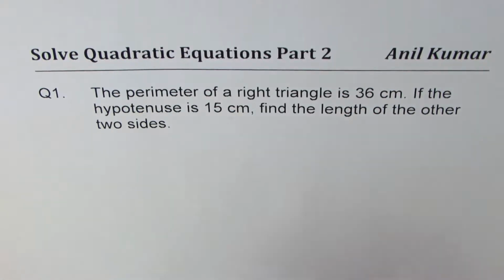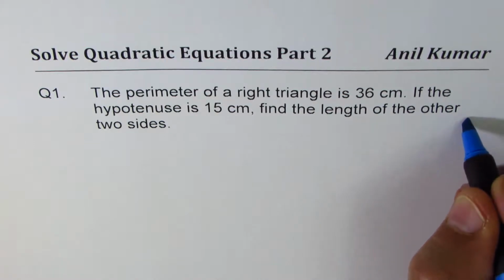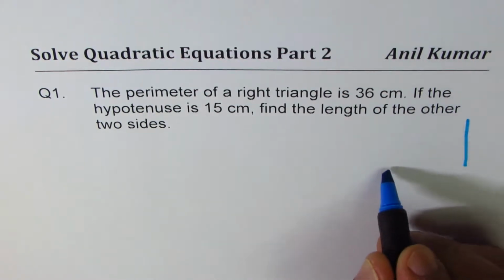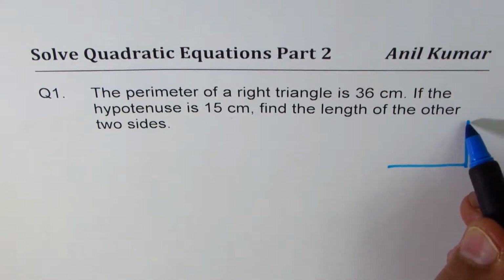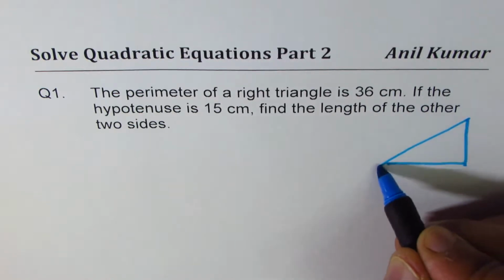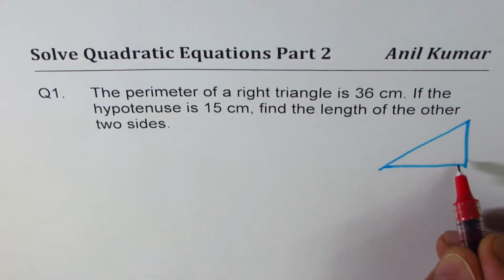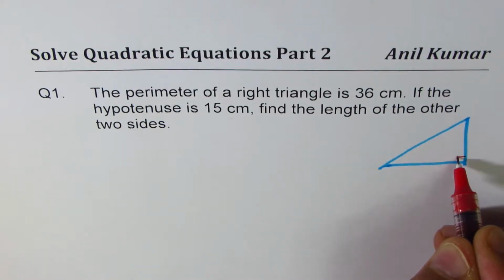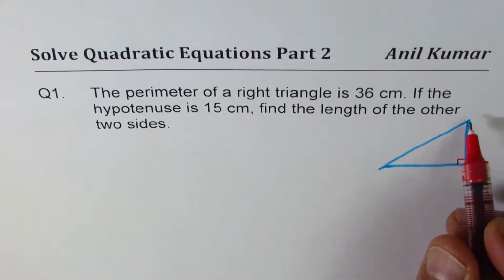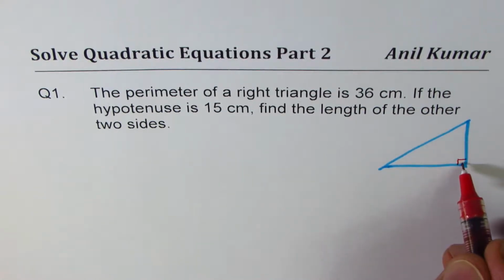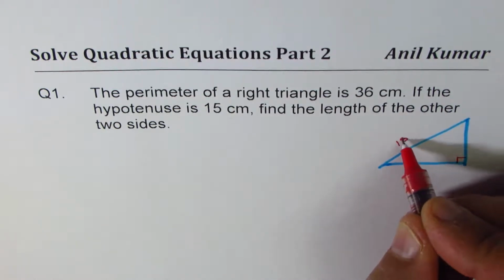We should begin by making a sketch. It may be a rough sketch, but still it's kind of important to sketch and then define variables. Since we are working on a right triangle, assume this to be a right triangle. Hypotenuse is the longest side opposite to the 90 degrees angle, so that is 15 centimeters for you.